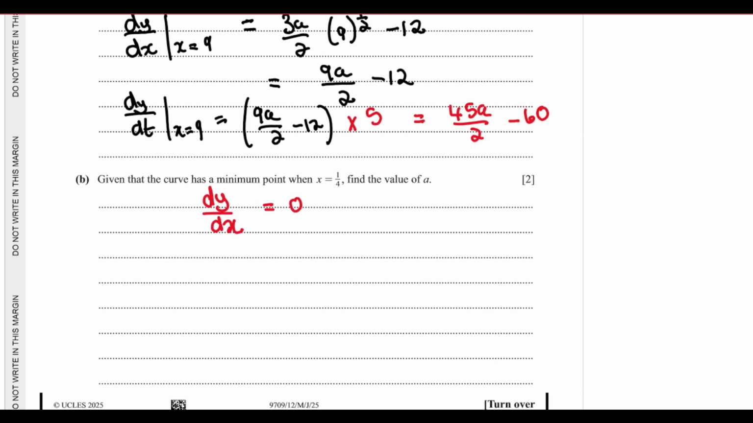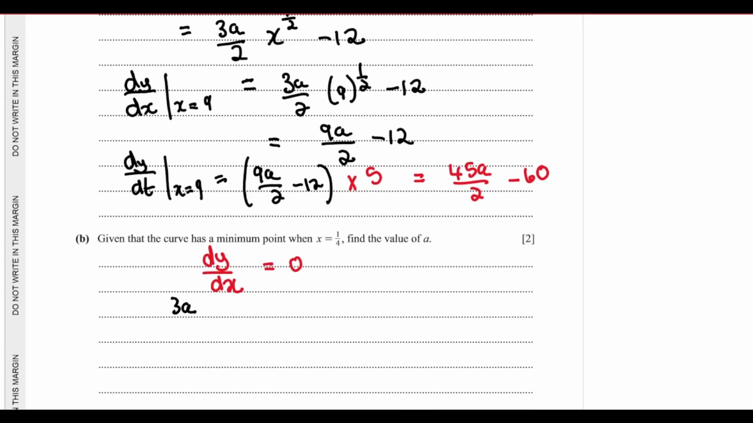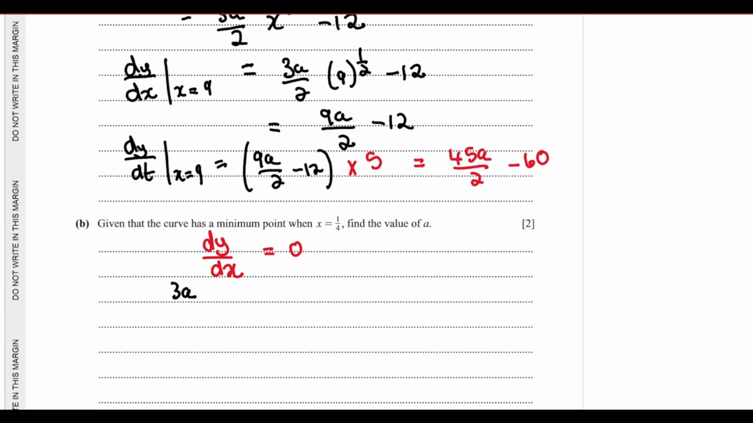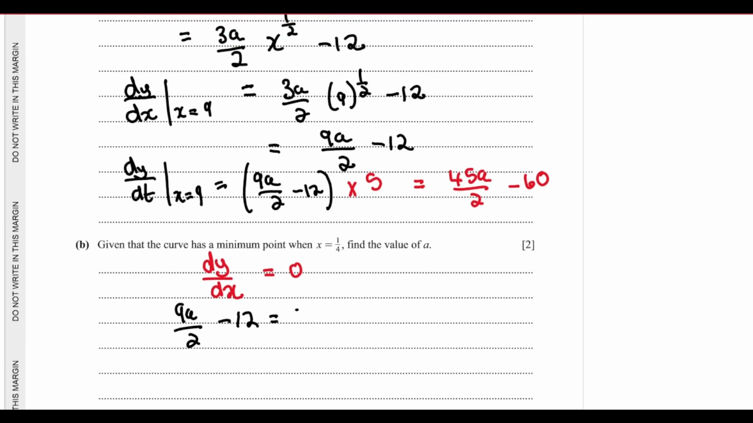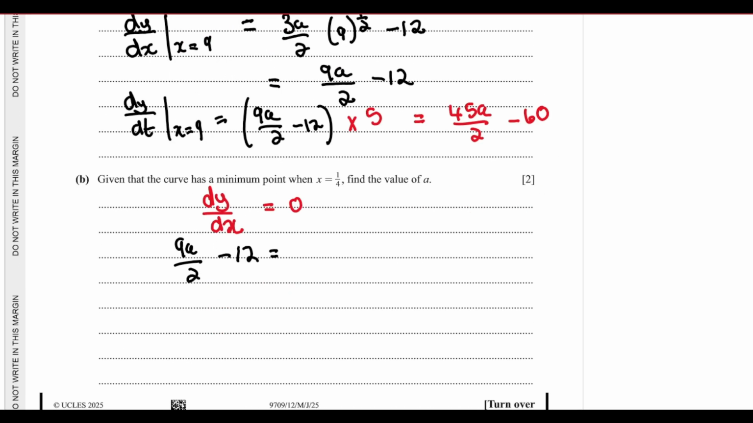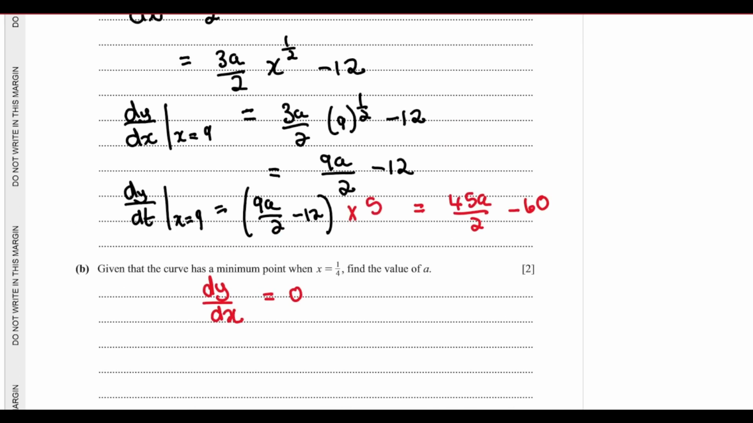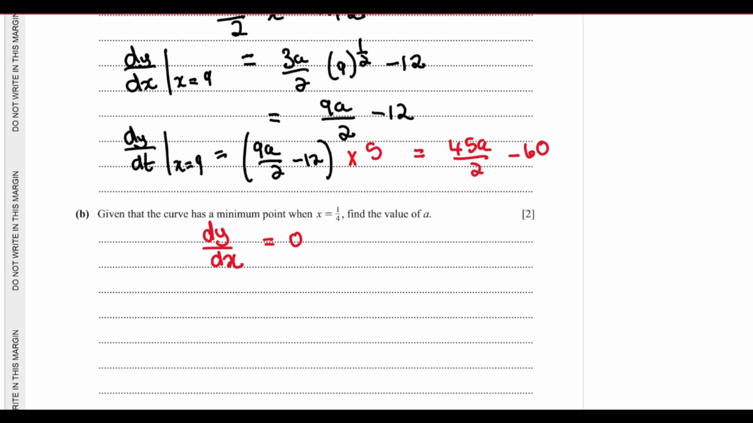which is 3a. Oh no, let me use the simplified one. 9a over 2 minus 12 equated to no, wait, I used the wrong one over there. No, that's when x is equal to 9. It's not what x is now. Let me just use the general form.